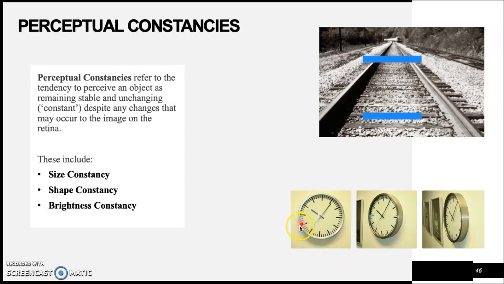Same with the shape of our clock here. Here it is a perfect circle. Here we start to have an ellipse. Here we have an even narrower ellipse.